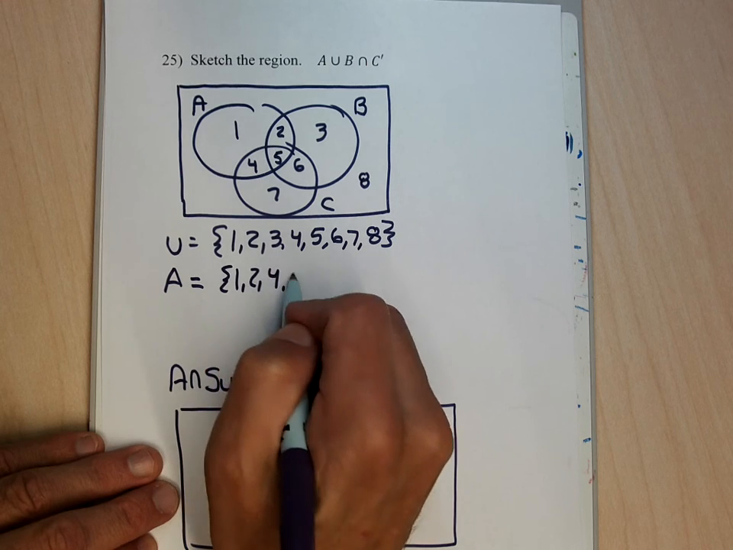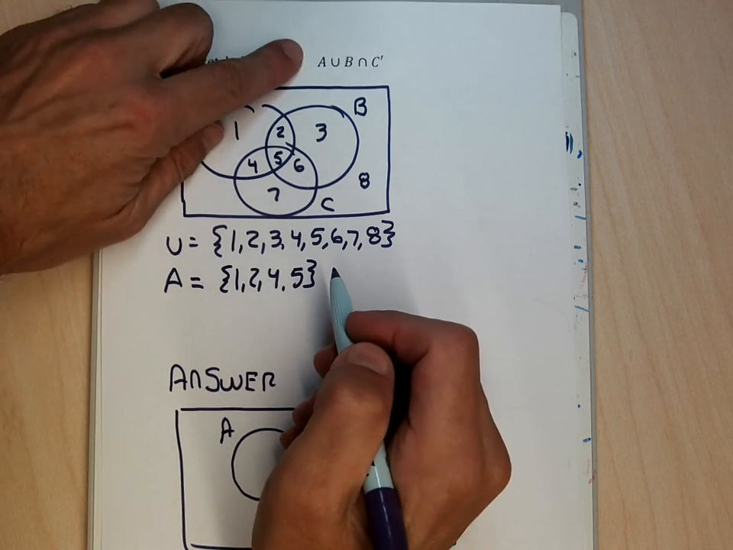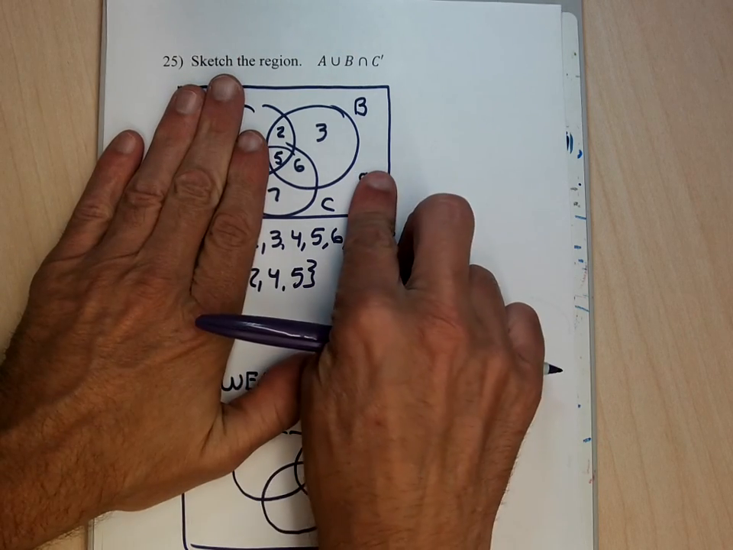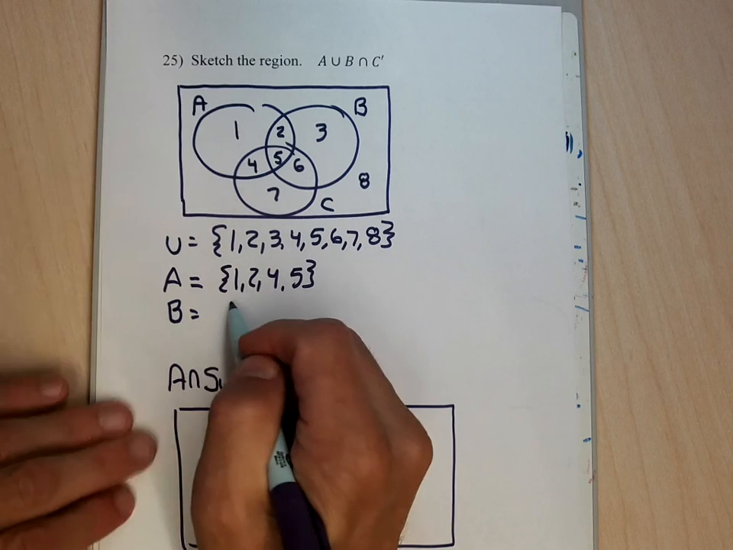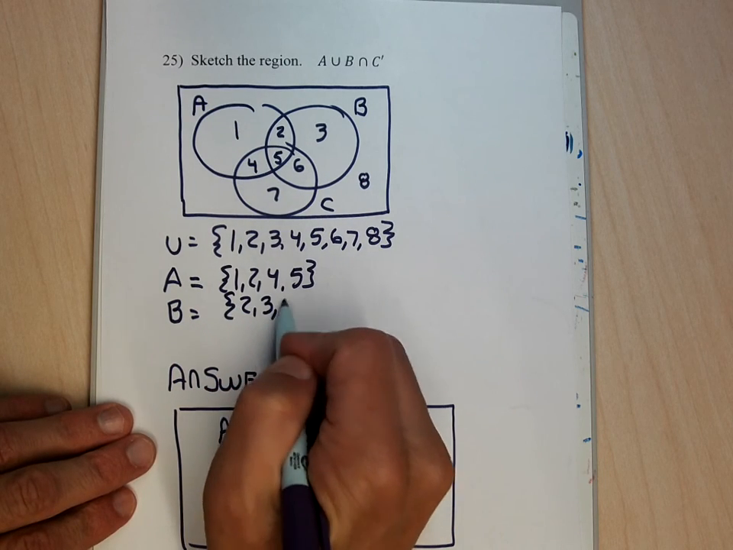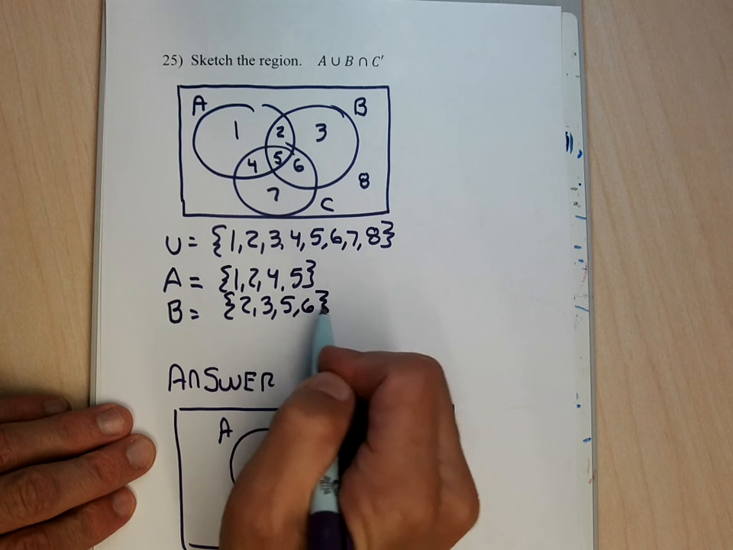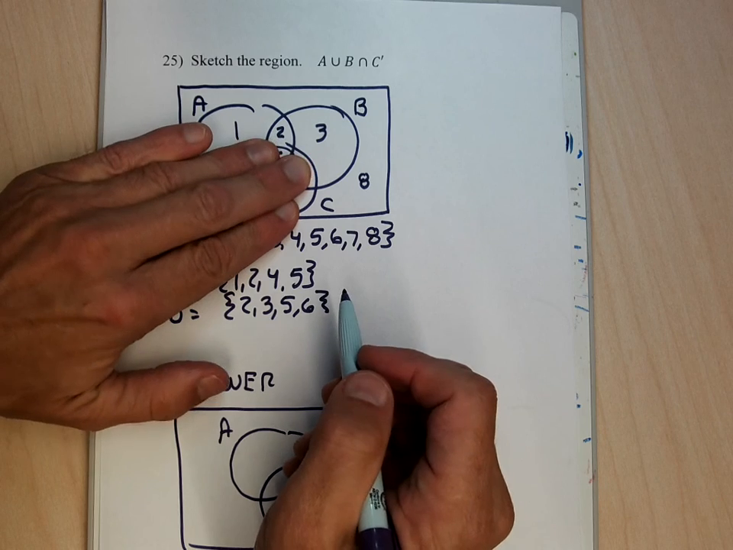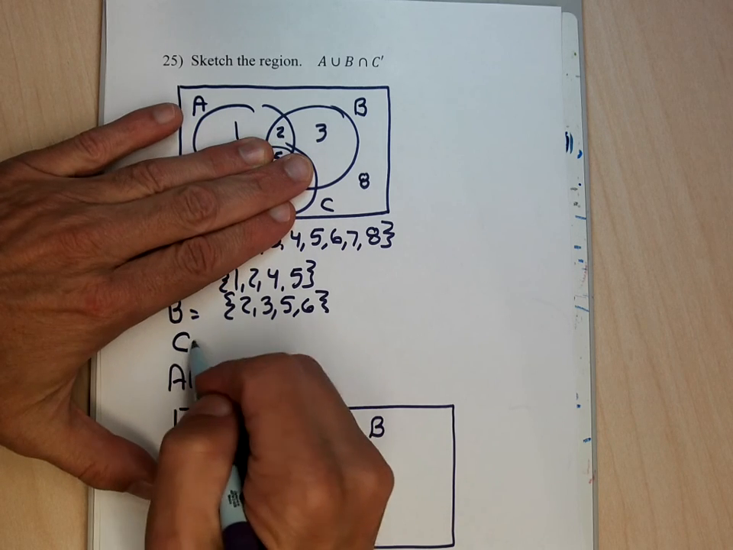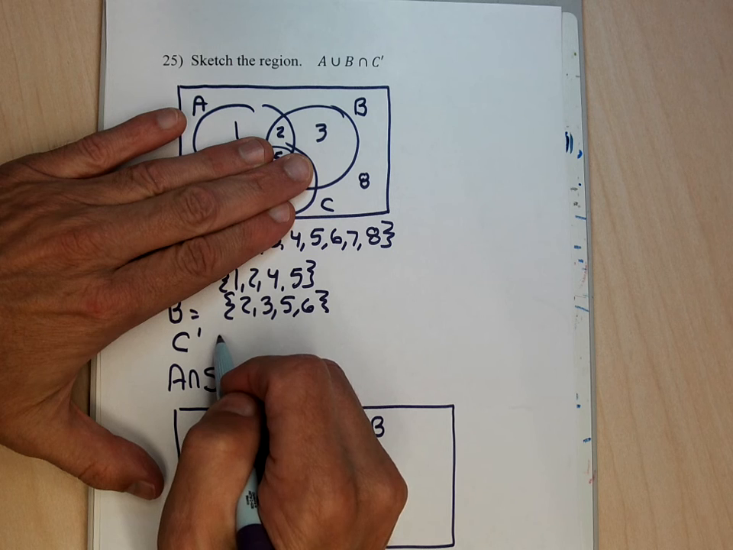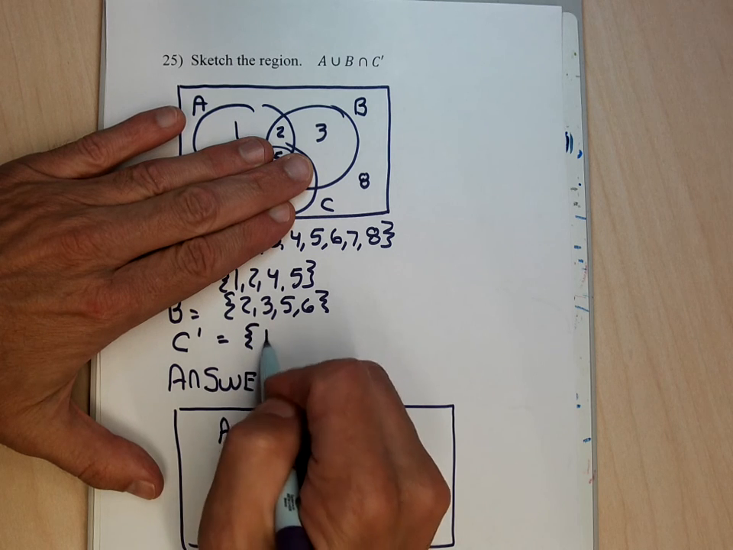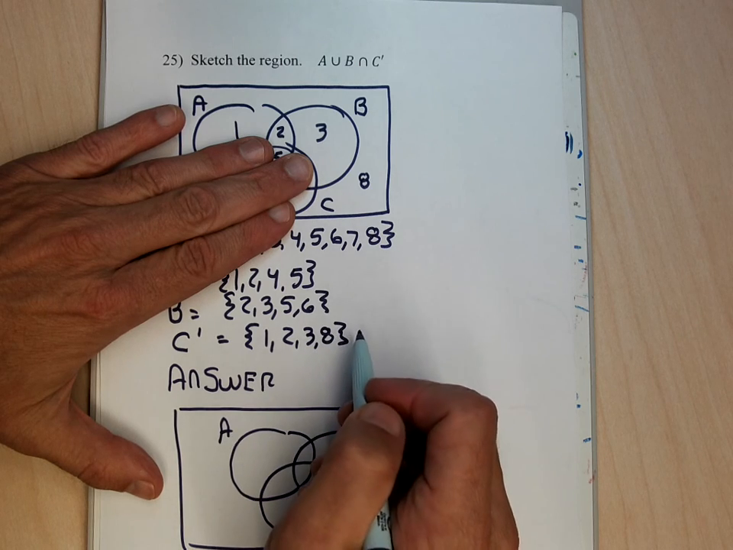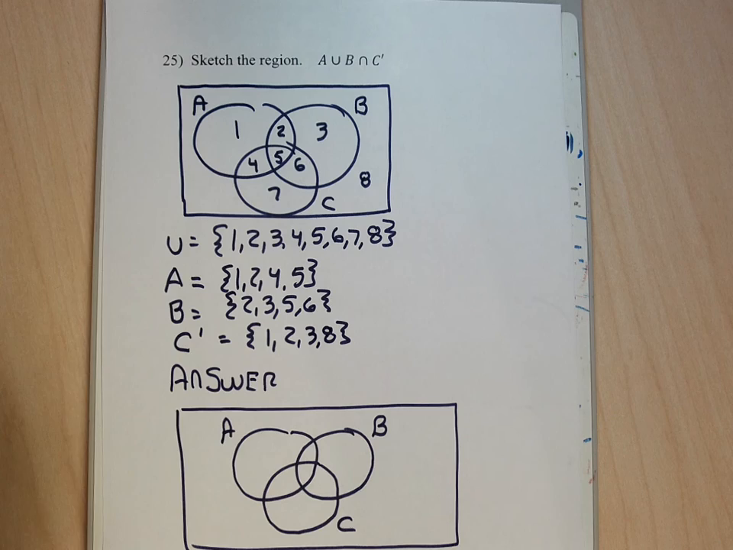So I need set A, because that's the first set called out. I also need set B. Set B is going to be the 4 numbers in the B circle, which is 2, 3, 5, and 6. I think I could get C complement. C complement would be any number that's not in the C circle. So if I cover up the 4 numbers in the C circle, what I have exposed is C complement. C complement is going to be 1, 2, 3, and 8. So I've just created the 3 sets I'm going to need to answer question 25.